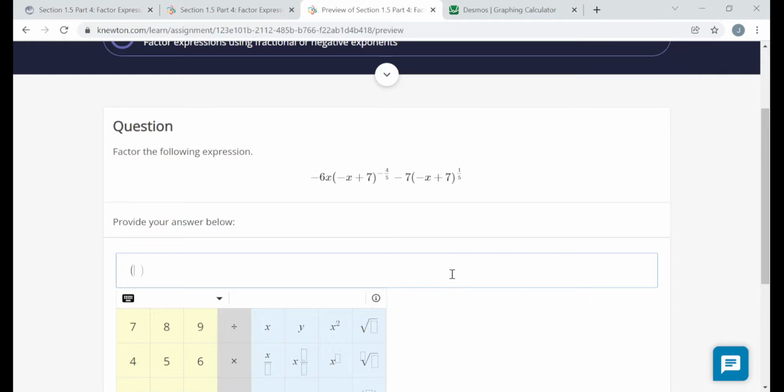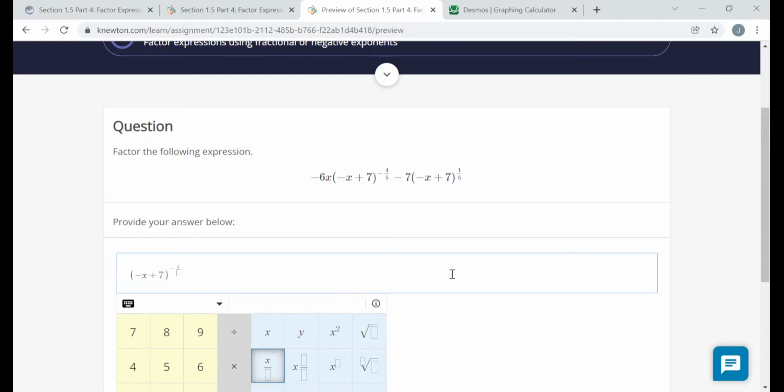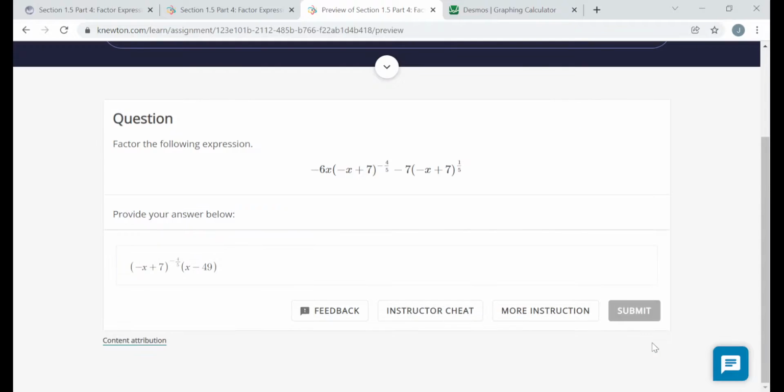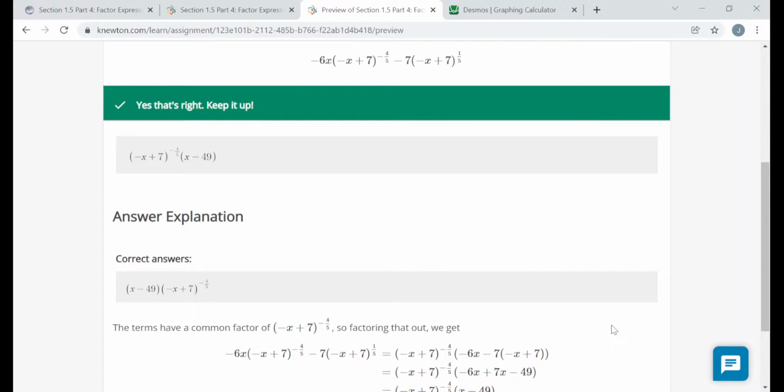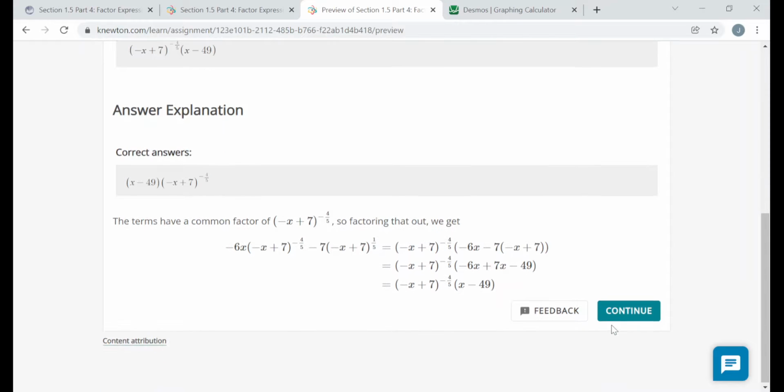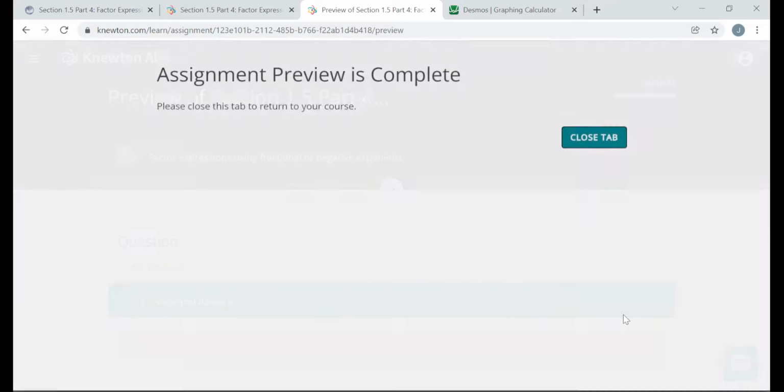So we have here the quantity negative x plus 7 raised to the negative 4/5 power. And then the other factor was x minus 49. Wonderful. And this should be good. All right, great. And again, please read through your answer explanations, whether you're right or wrong. And that should be it for this version of this assignment.